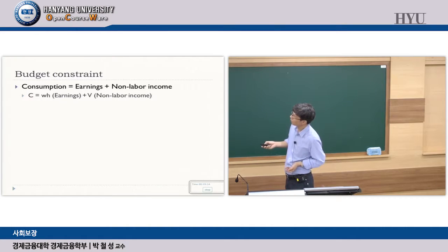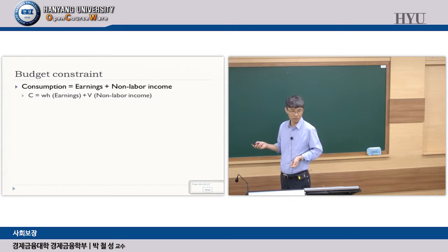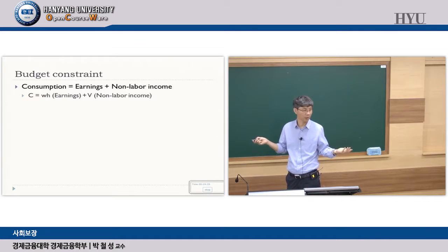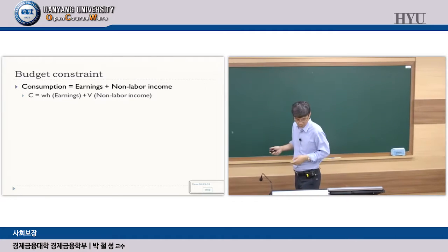Here, we did not specify a price for the consumption good because we assume that everything is divided by P. You can think of it as real terms. W is a real wage, and V is a real non-labor income.